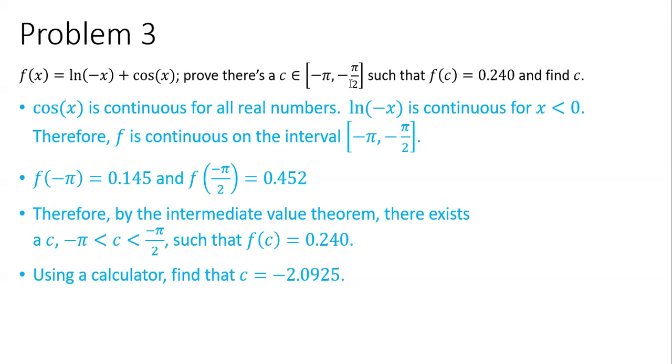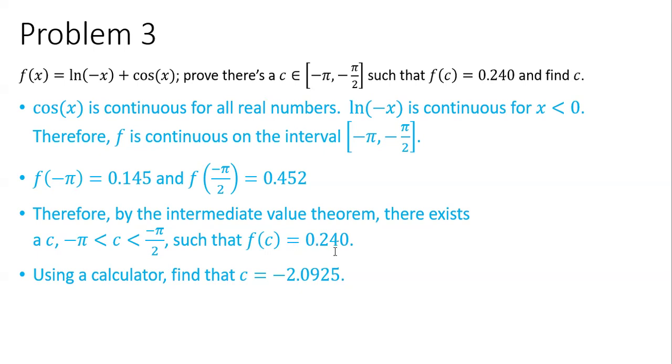Okay, so we determined continuity. That's the condition for the intermediate value theorem. So now we check the endpoints. F of minus pi is this, we need a calculator. So I guess you need a calculator here as well. And f of negative pi over 2 is 0.452. 0.24 is between these two values. Therefore, by the intermediate value theorem, there exists at least one c in that interval such that f of c is 0.24. And we can use a calculator.